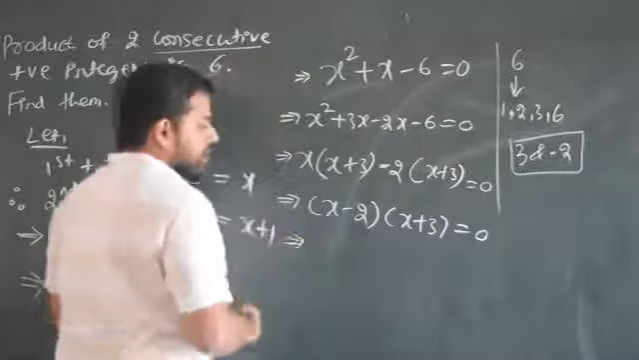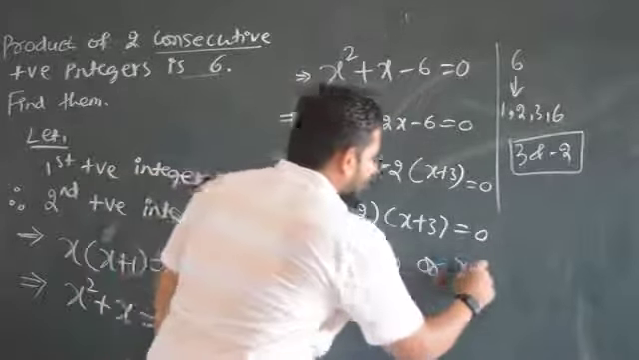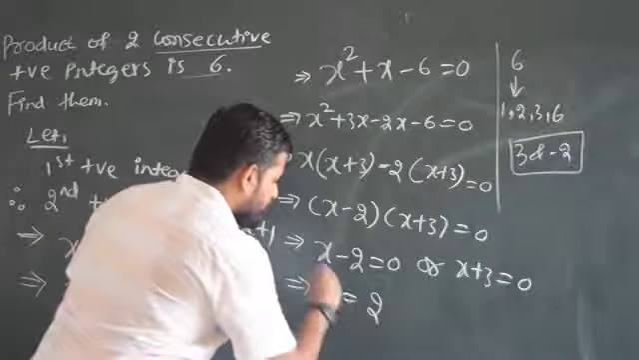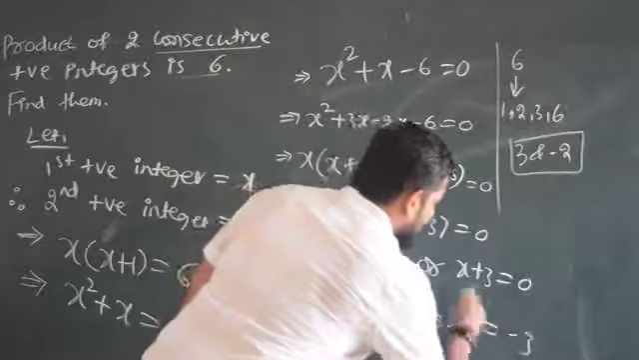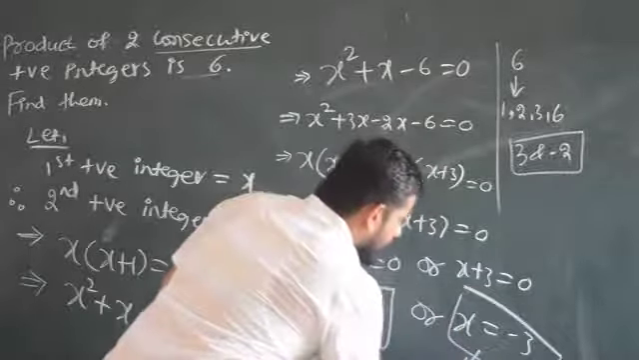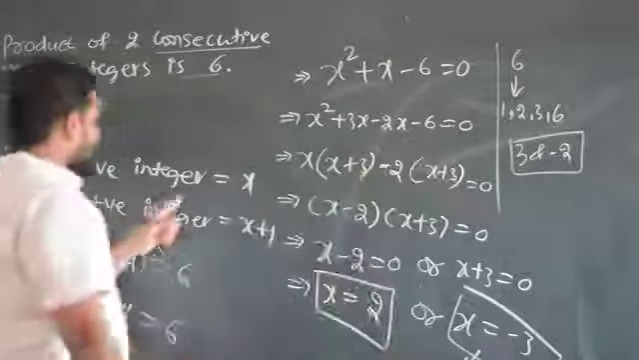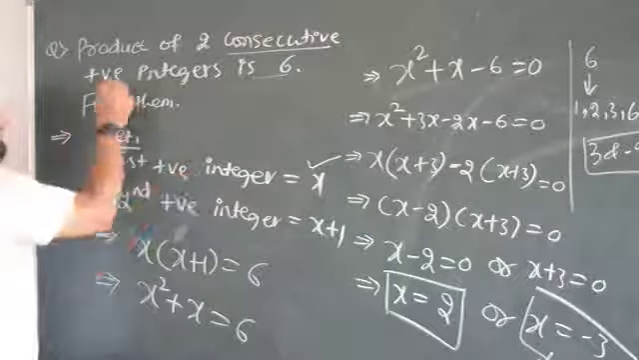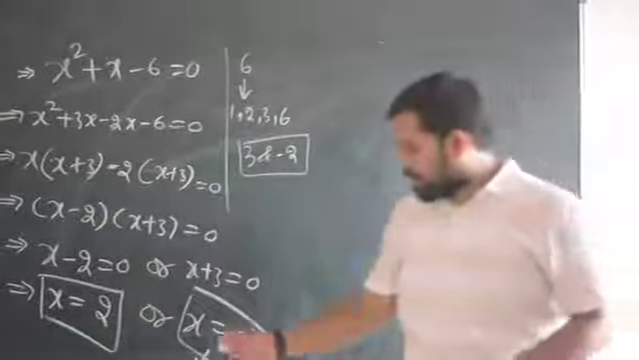So from this what can I conclude? I can conclude x minus 2 is equal to 0 or x plus 3 is equal to 0. So I am going to get x is equal to 2, and another one is x is equal to minus 3. We have to neglect x is equal to minus 3. Why? Because whatever x I get should be a positive integer, as they have mentioned. That's why I am ignoring it. That doesn't mean it is not correct. That is also one of the solutions.